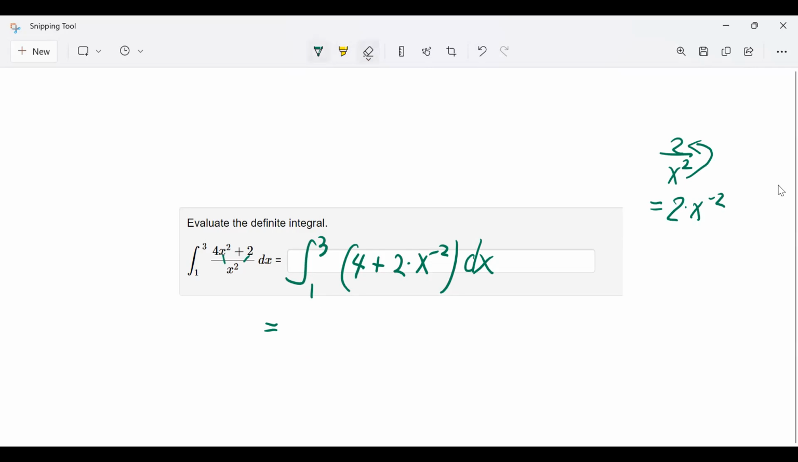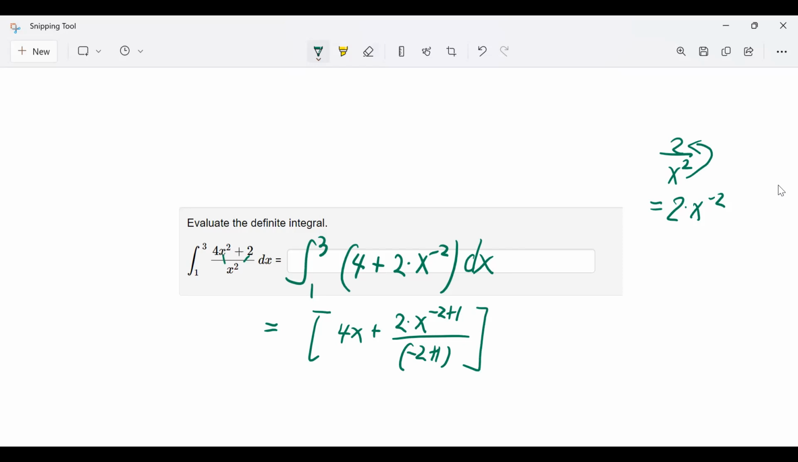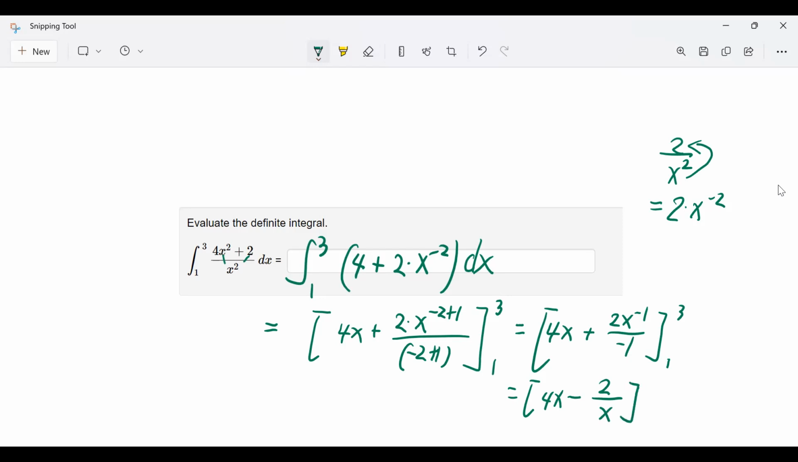So let's take the antiderivative first. This 4 becomes 4x, right? The other one is 2 times x to the negative 2 adding 1, over negative 2 adding 1. Just the power rule. Now simplify, we get 4x, and that one is 2 times x to the negative first over negative 1. Still, we're going to simplify a little bit more: plus, minus 2 over, flip that to the bottom, 2 over x, from 1 to 3.